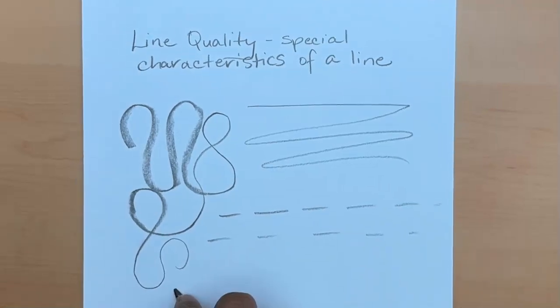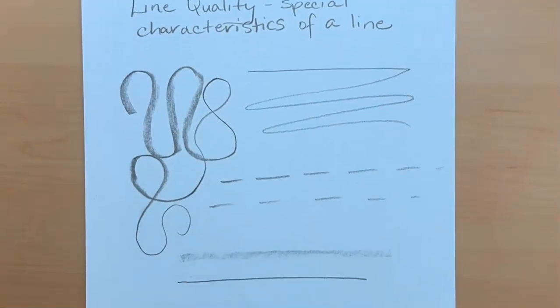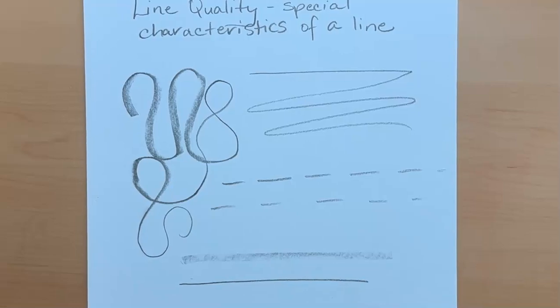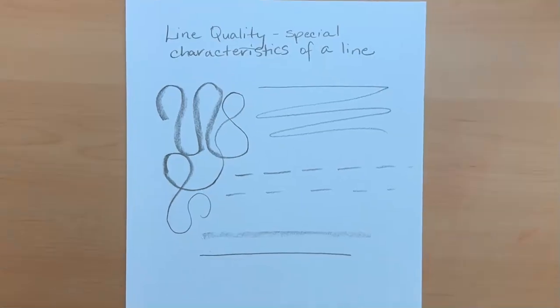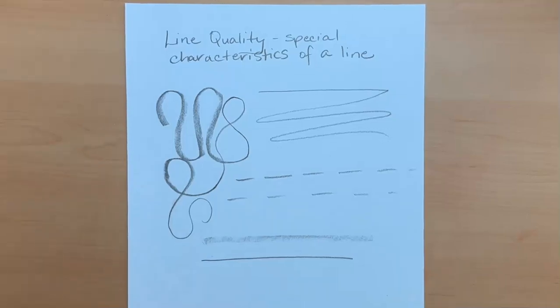Is it a blurry line? Is it a sharp line? Those are all characteristics of lines. So line quality is simply the special characteristics of a line. And I'm just going to show you some examples.